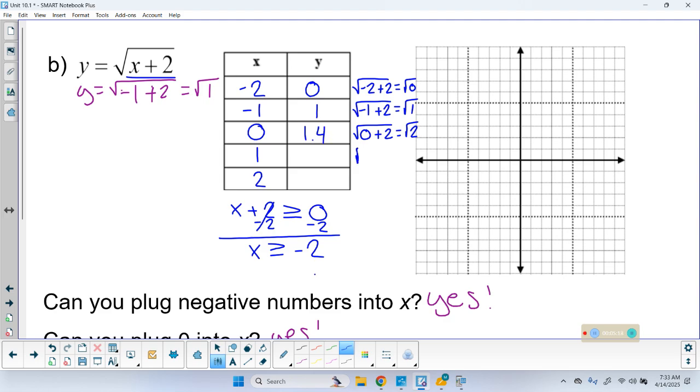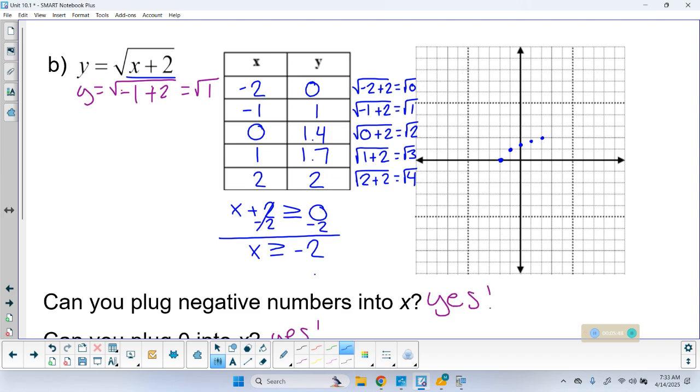Plug in 1. The square root of 1 plus 2 is the square root of 3, which is also a decimal, about 1.7. And then plug in 2. The square root of 2 plus 2 is the square root of 4, which is 2. Okay? So now from here, we're going to plot those points: (-2, 0), (-1, 1), (0, 1.4), (1, 1.7), and (2, 2).